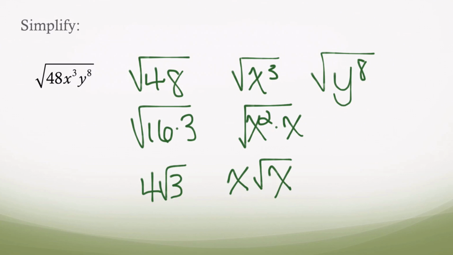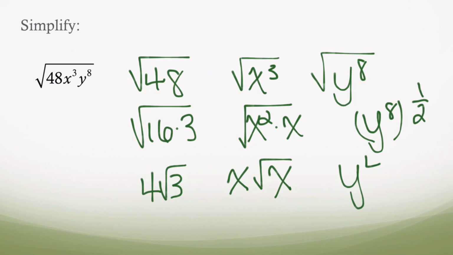Square root of y to the 8th. Again, if we think about it as a 1/2 power, y to the 8th to the 1/2 is y to the 4th. So we have 4x y to the 4th times the square root of 3x.